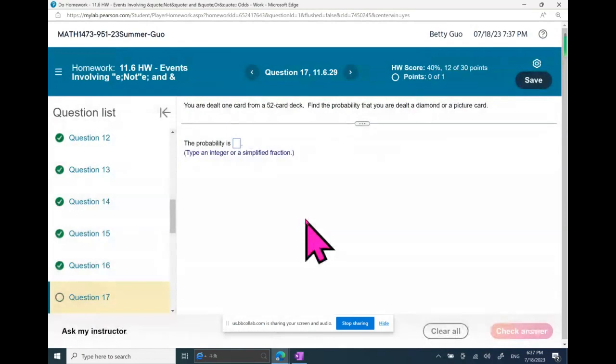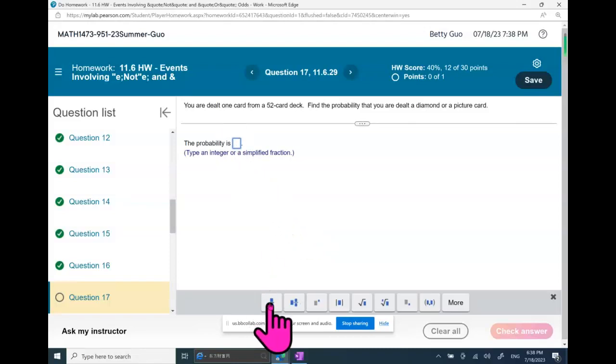You are dealt 1 card from a 52 card deck. Find the probability that you are dealt a diamond or a picture card. So the 2 events are, number 1, you get a diamond. Number 2, you get a picture card. Question, you can answer me again. Are the 2 events mutually exclusive or not?